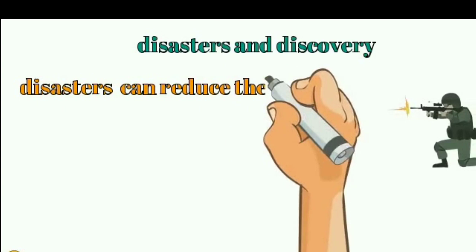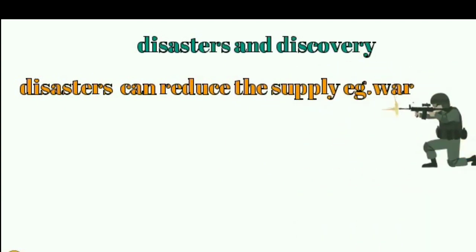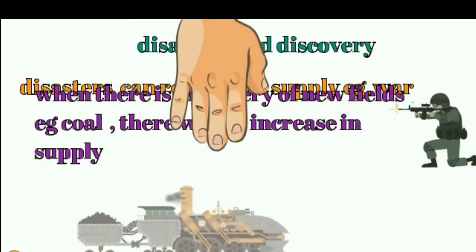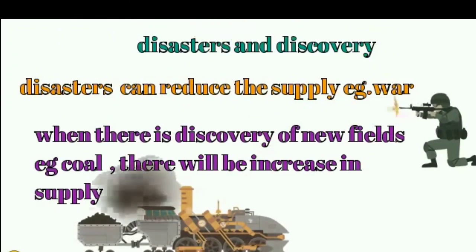Next factor is disaster and discovery. Disaster can reduce the supply. For example, war. If there is a war, our supply will decrease, and when there is a tsunami or earthquake, it will definitely affect our economy by damaging our workers, infrastructure, all such things, right? So that will reduce the supply.